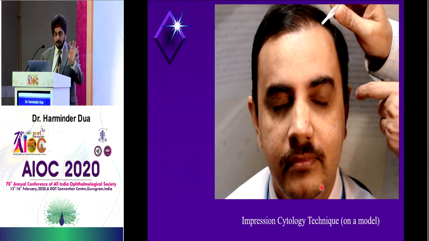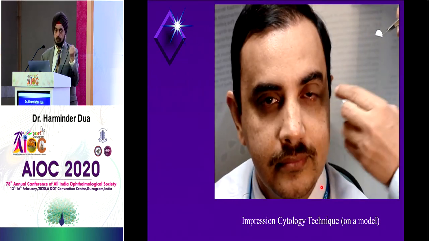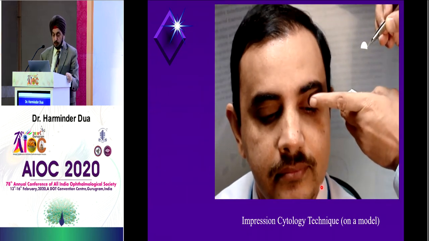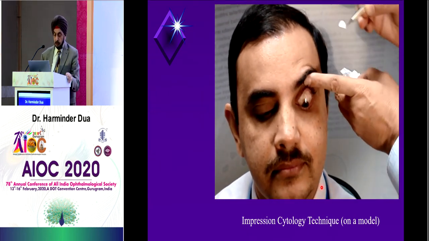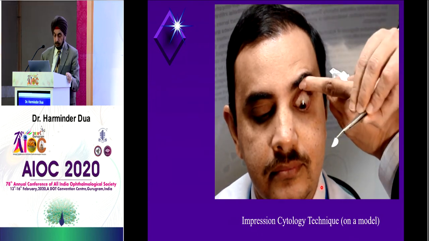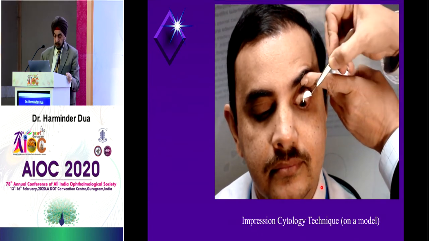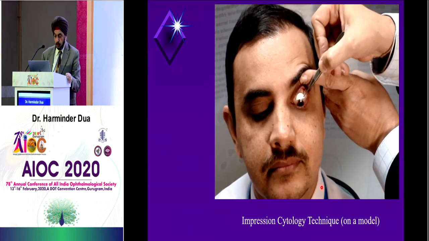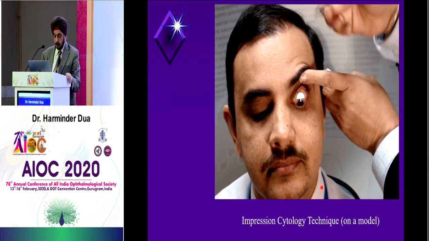If you apply it wet, then all the water soaks into your paper and none of the cells will attach. So here we made it into a D shape and he's going to look down and you're going to sample his upper bulbar conjunctiva. It has a right surface and a wrong surface. You get the right surface on the conjunctiva there.